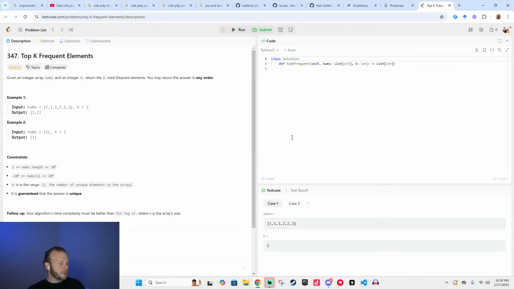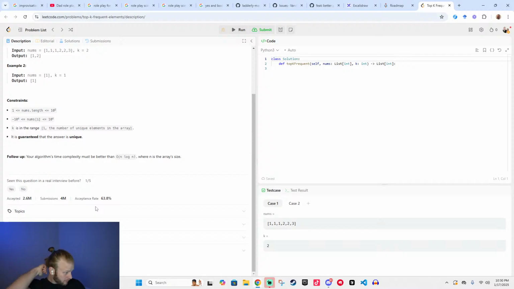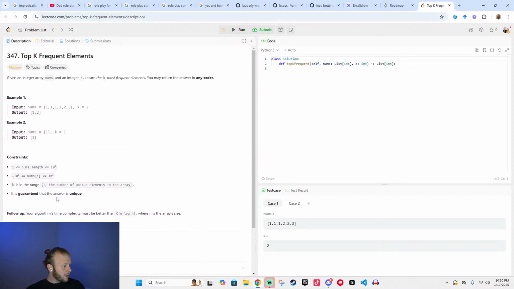Follow up, your algorithm's time complexity must be better than O(n log n). Is it always sorted? So here it's 1, 2, 3, and here it's 1. It's guaranteed that the answer is unique. Okay. K is in the range 1 to the number of unique elements. So K will never be larger just by constraint. It's a one-line guard anyway. I don't think that's a big deal, but fine. I'll go ahead and express the greater than or equal to expression to handle the edge case they say won't exist, but there is still this edge case when K is equal to the number of unique elements, right?